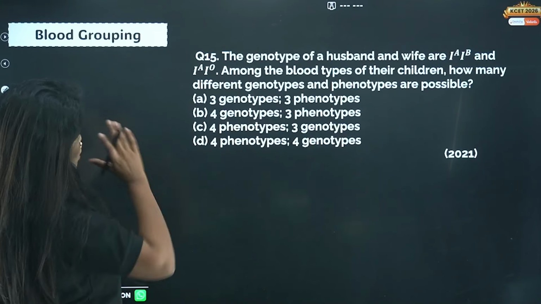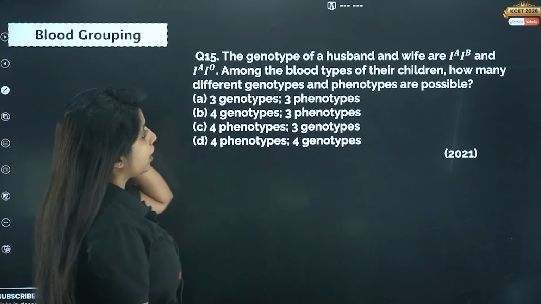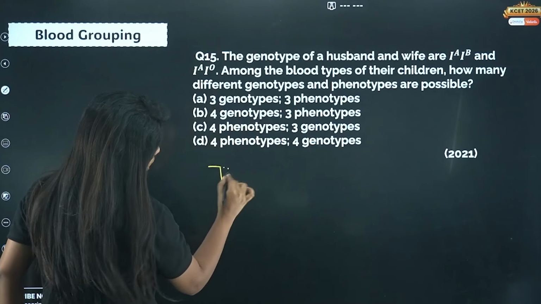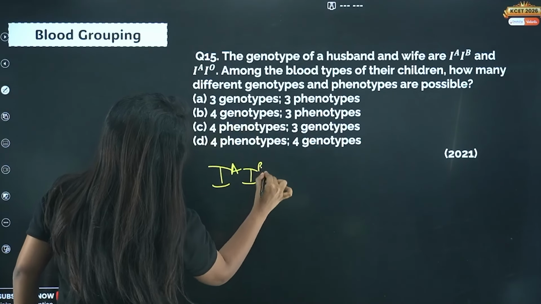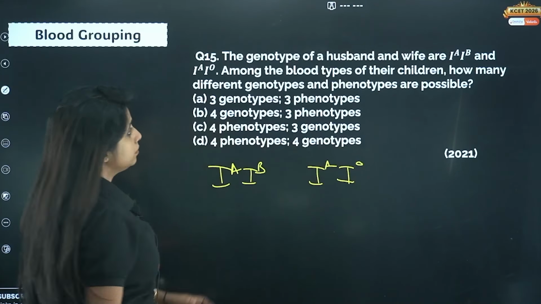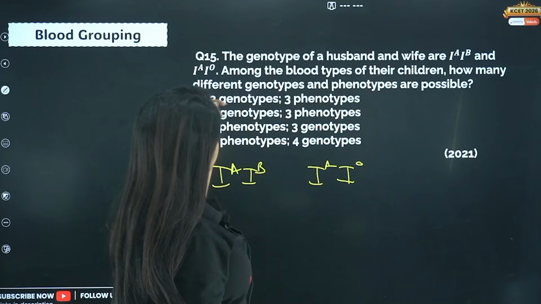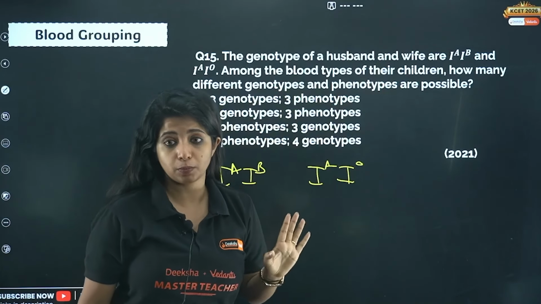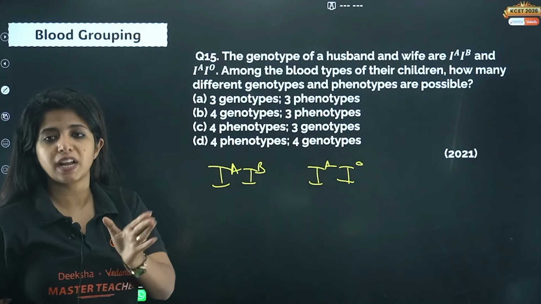Going ahead, we have the next question. The genotype of a husband and a wife are, husband genotype is IAIB and the wife's genotype is IAIO. Among the blood types of their children, how many different genotypes and phenotypes are possible? How many different genotypes and phenotypes are possible?